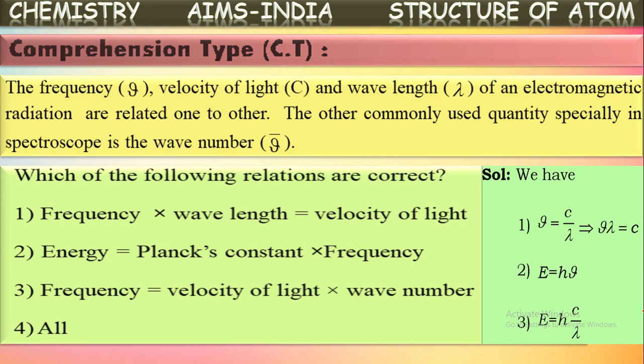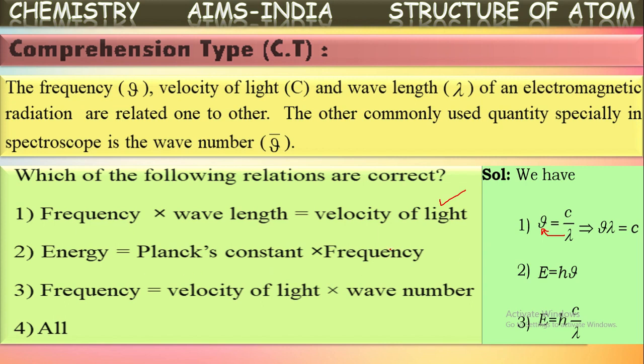This is the relation we have. Nu is equal to c by lambda. If you cross multiply, this lambda will come here. Then it becomes nu into lambda is equal to c. What is nu here? Frequency. Lambda is wavelength, and this c is velocity of light. Now frequency into wavelength is equal to velocity of light. The same is given in the first statement, right? It is correct.